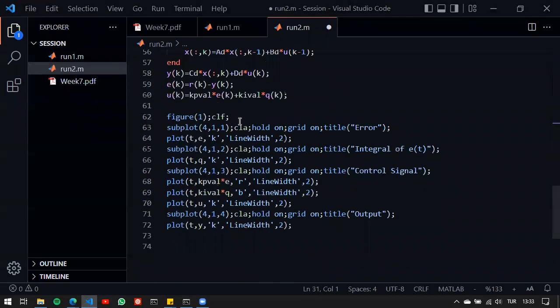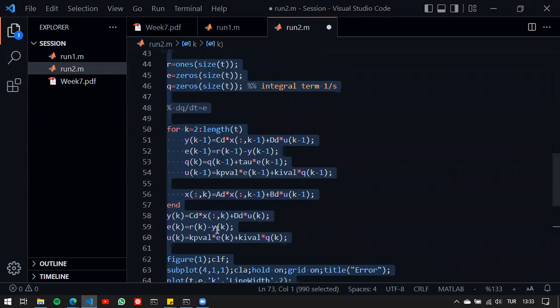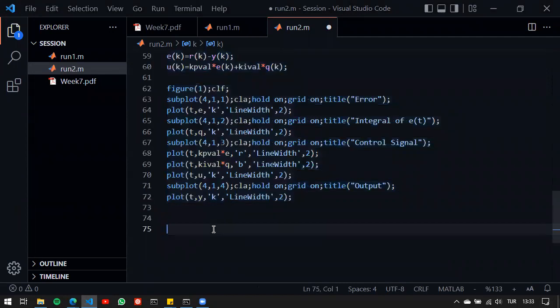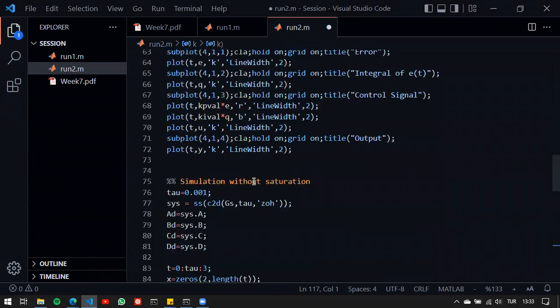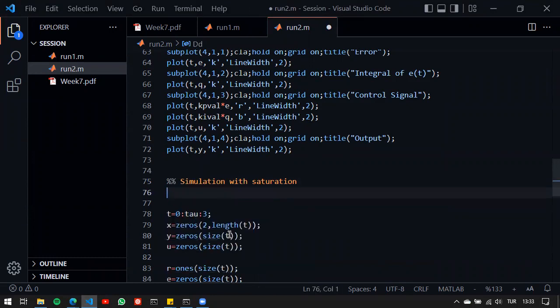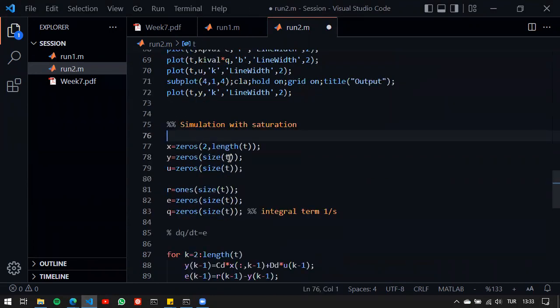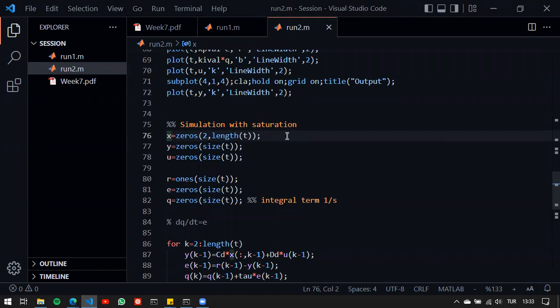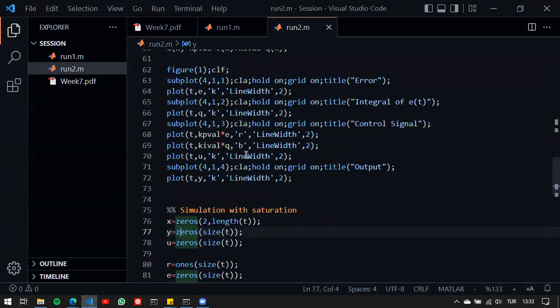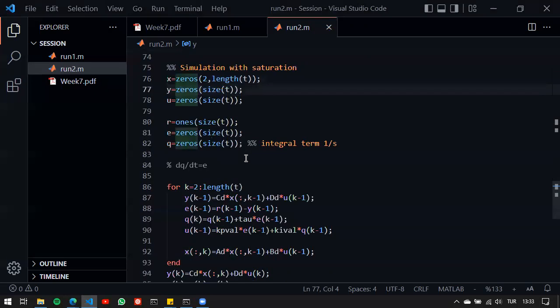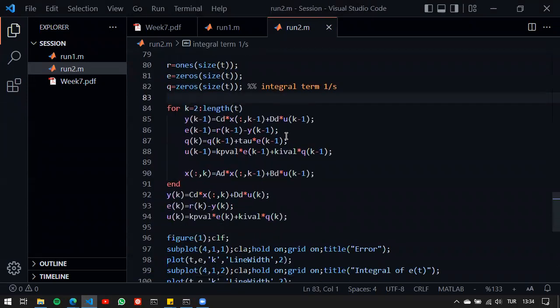Now here, let me copy this whole thing and paste it down here. So this will be with saturation now. Of course, we don't really need to define these here, not this one here, but we might need X, Y, U, etc. For now, let's not change the names of the variables, but if we need to, we'll maybe change them.